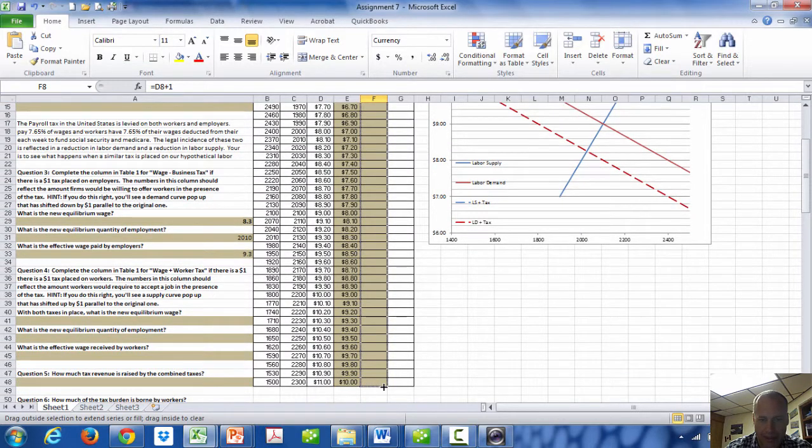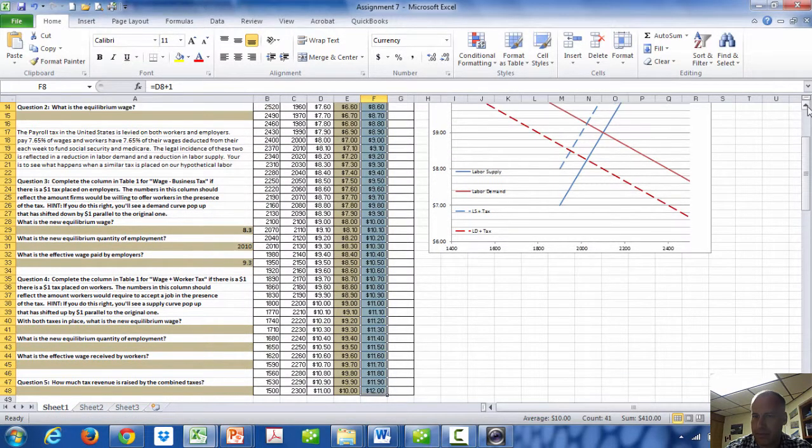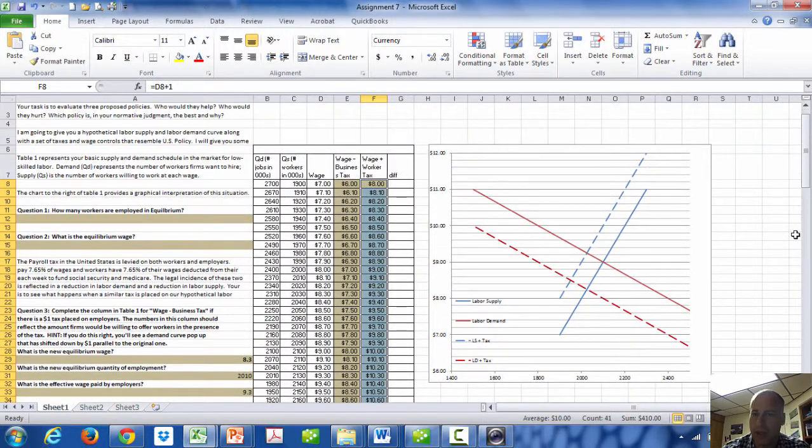All right. Drag that down to all the cells, and the graph is set up to pop up a new supply curve reflecting the wages that employees need in order to accept a job offer. The solid blue line, of course, is what they get to keep, but the dashed blue line is what they need to be offered in order to accept the job. So looking at equilibrium in the face of a $1 tax on both employers and employees, which is how Social Security works right now. There's a tax on employers and employees. You see it come out of your paycheck. Your employer also has to make an equal payment to the government.